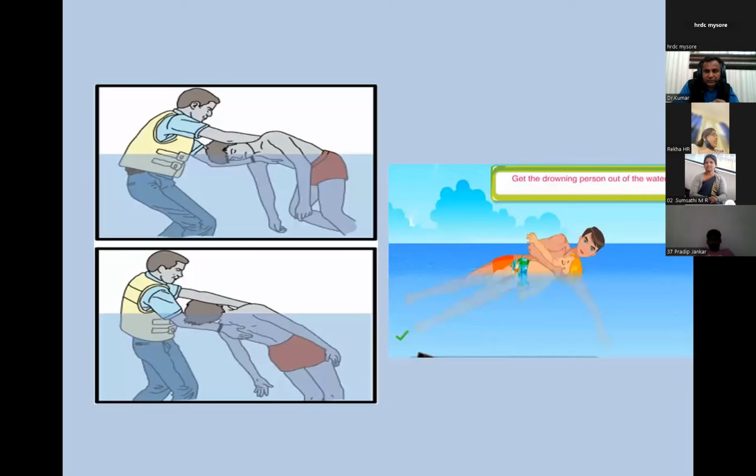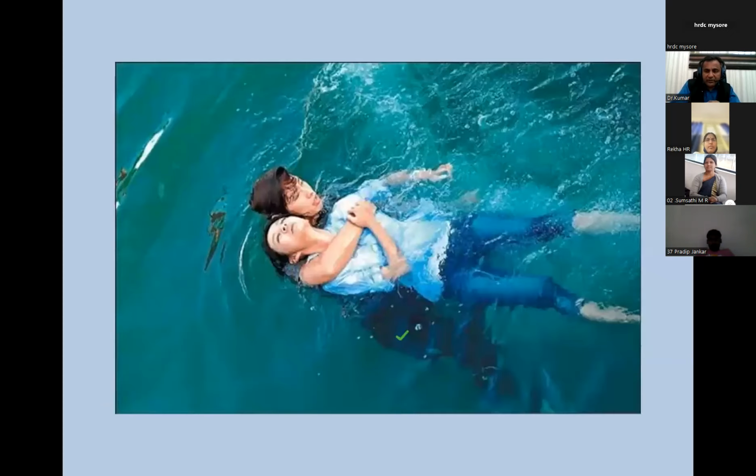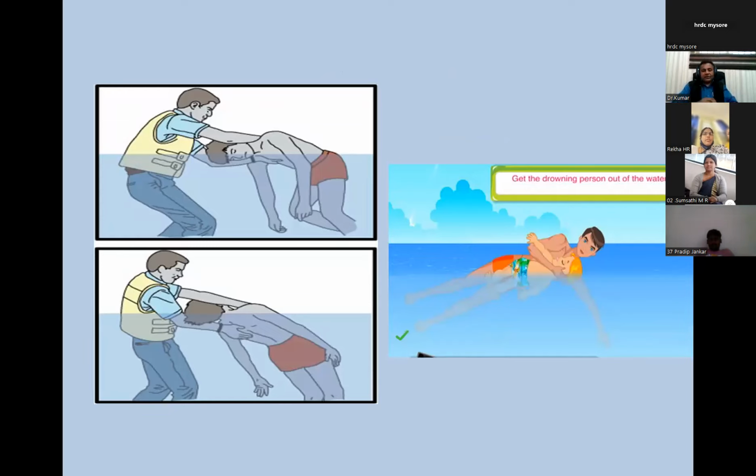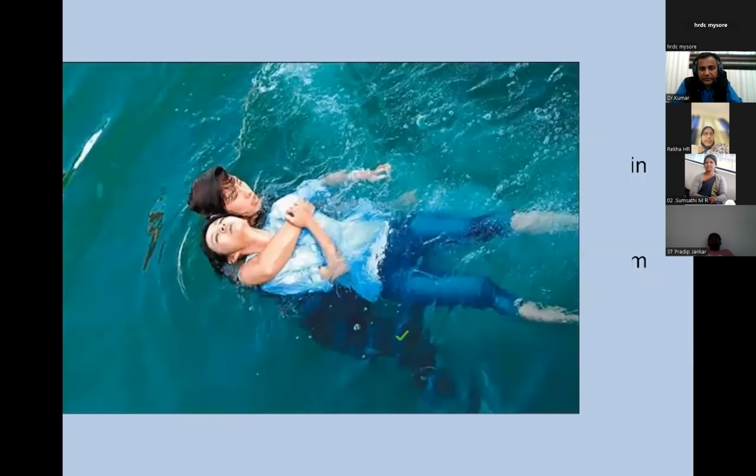Then we are coming to the next part, that is about drowning in case of floods. Related to drowning, how we manage drowning, and how we can help in case of drowning. In case of drowning, the first thing to be remembered is don't try to enter inside the water.